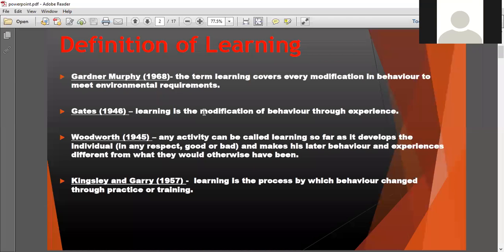And then in 1968, the term learning covers every modification in behavior to meet environmental requirements. So all changes, whether good or bad, as you just saw in 1945. As long as they bring about change, modification in behavior to meet the environmental requirements. Environmental requirements are to be able to live and survive in a certain environment.